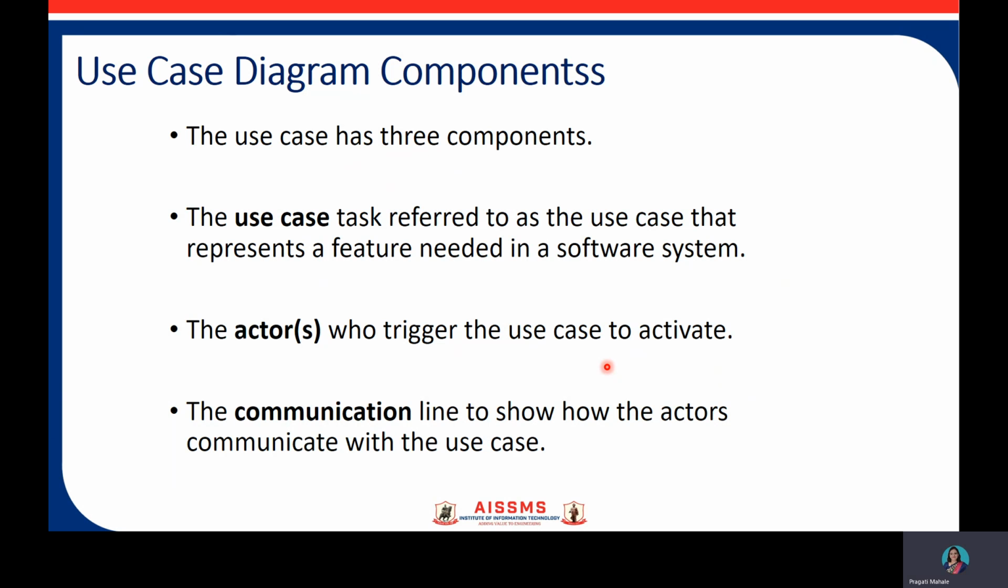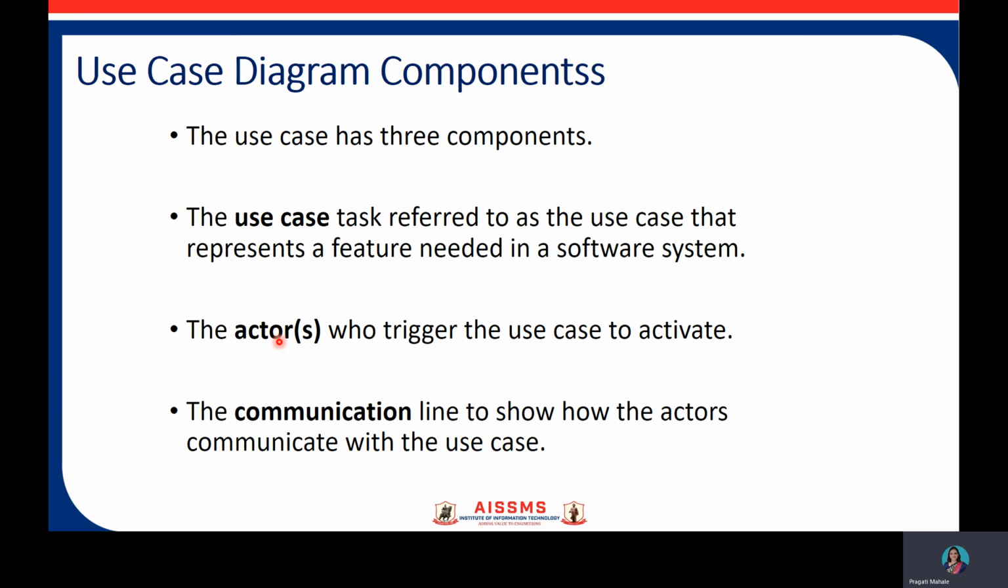So let us see the use case diagram components. There are three components used in the use case diagram. The first is the use case. Use case, that is the task referred to as a use case, represents the feature needed in the software system. So what is the feature or the function or the operation that is represented by the use case?